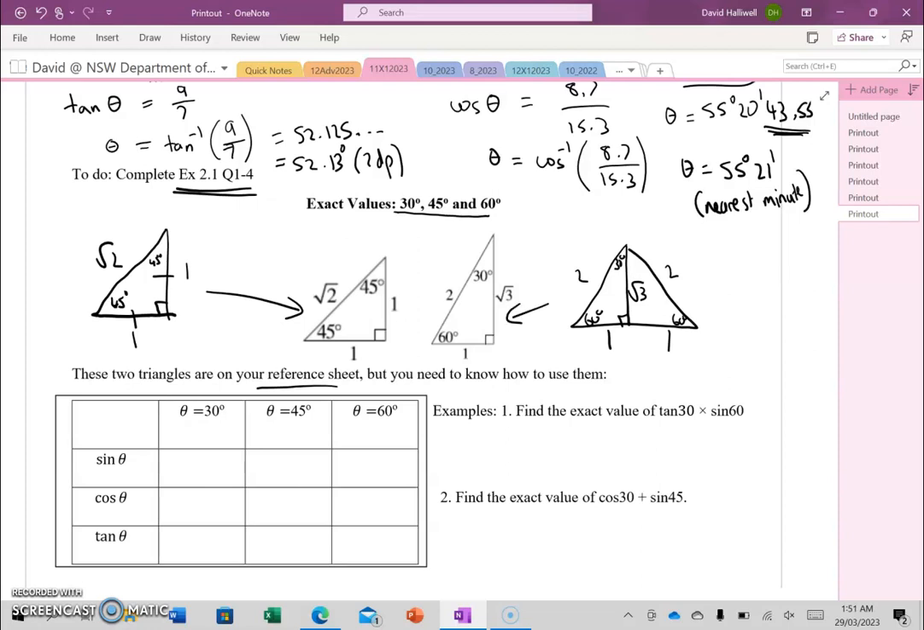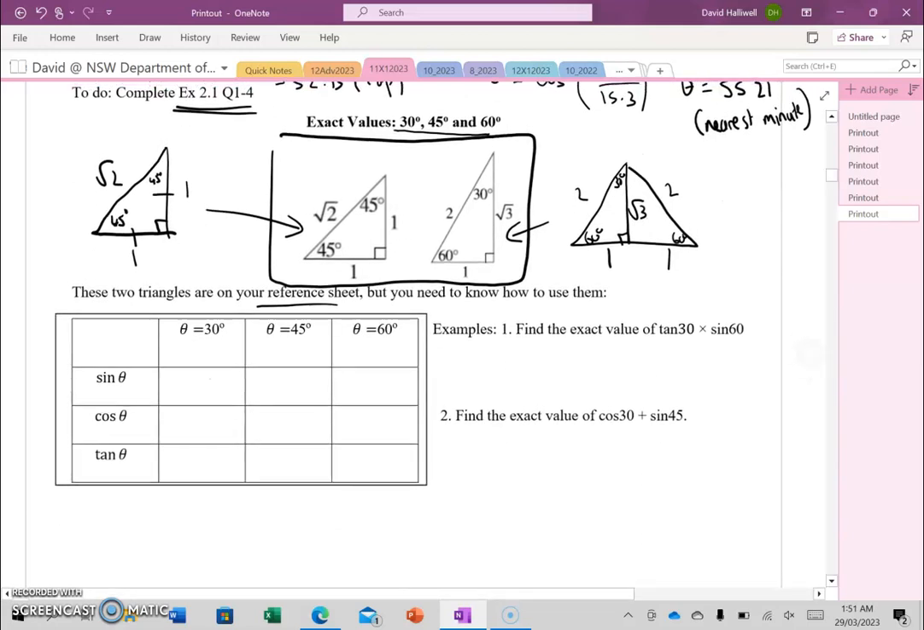Okay, but really, you can memorize the two triangles if you want to save yourself a bit of time and not have to keep looking up your reference sheet. They are on the reference sheet, so you don't need to memorize them. However, I would heavily recommend you to memorize them, but know that they're there on your reference sheet.